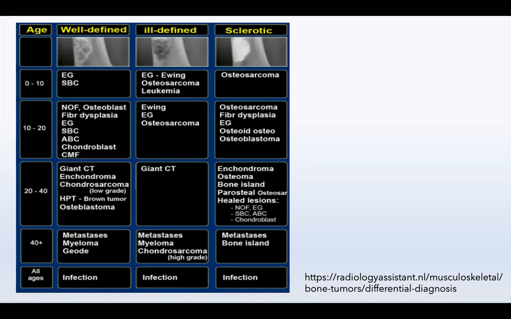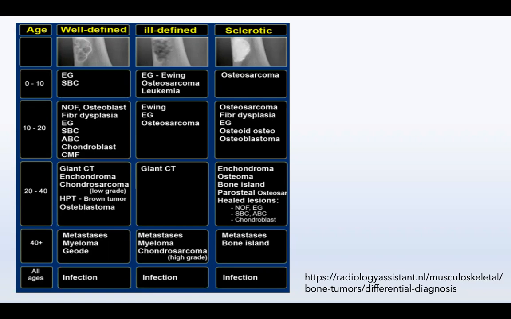So this is a very well-designed table, mainly giving us the differential diagnosis of bone lesions based on age and bone lesion characteristics. We know that most bone tumors are osteolytic, but the most reliable indicator in determining whether these lesions are benign or malignant is the zone of transition between the lesion and the adjacent normal bone.